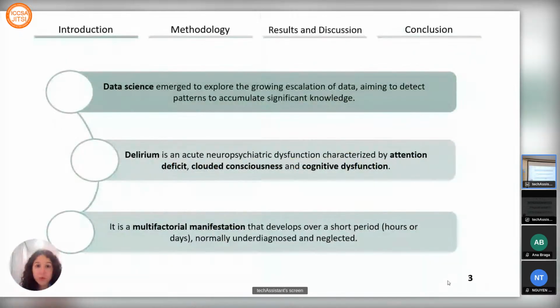Data science aims to approach and analyze the research of data. This field encompasses the study of the generalized extraction of knowledge from data. It aims to detect patterns to accumulate meaningful knowledge when applied to medical research.